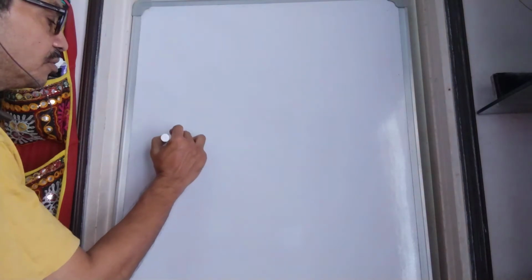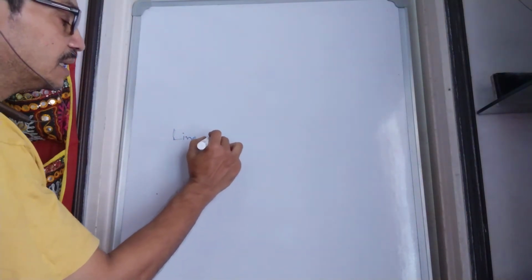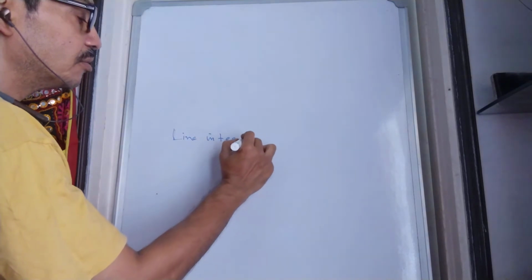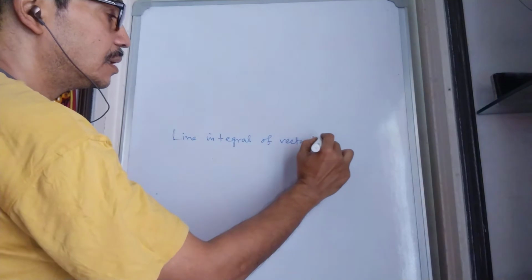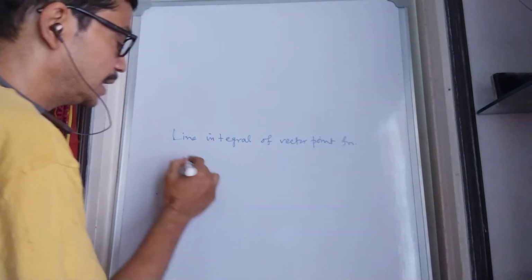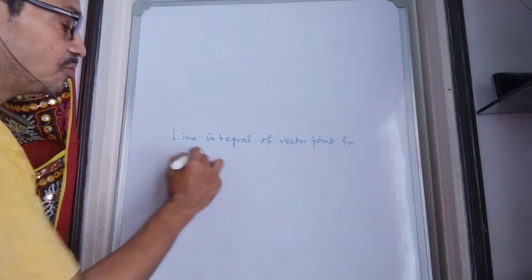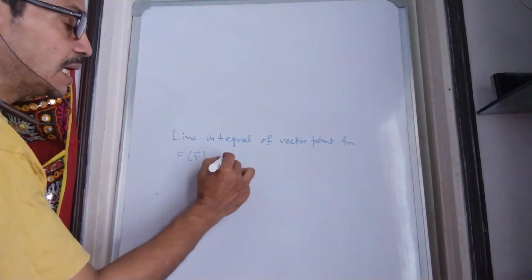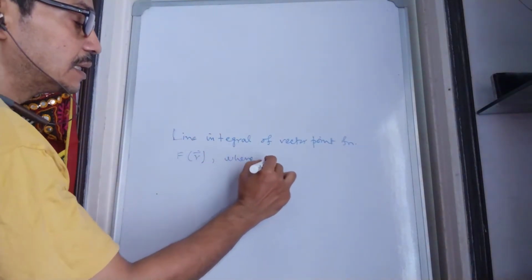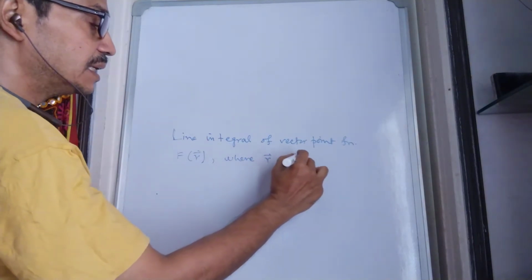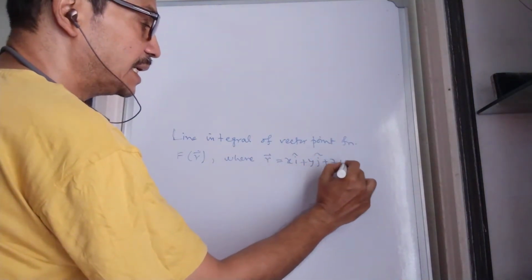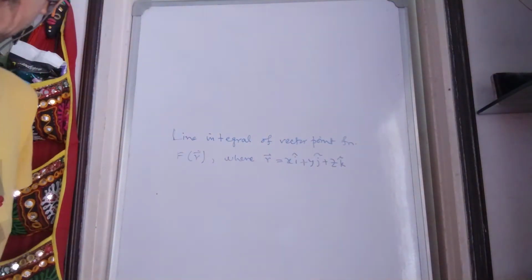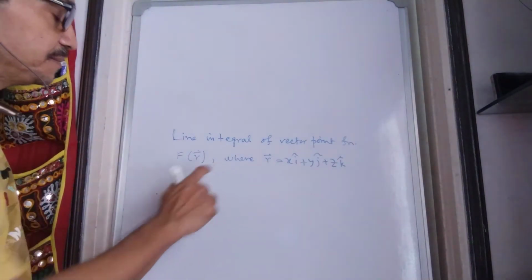In today's class, we will first define the line integral of a vector point function F(r), where r is the usual radius vector in three-dimensional space, denoted as x i cap, y j cap and z k cap. I hope this is visible.